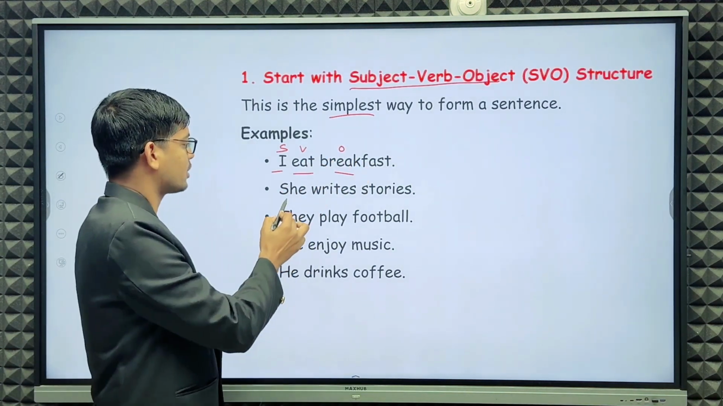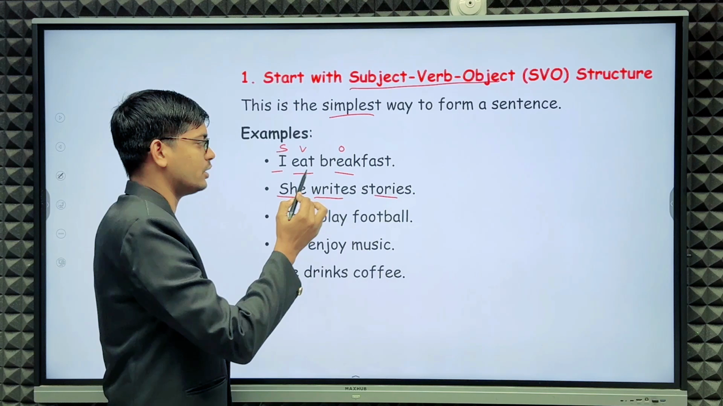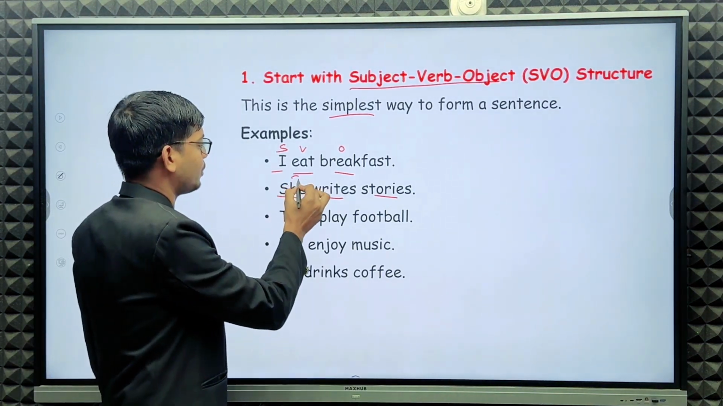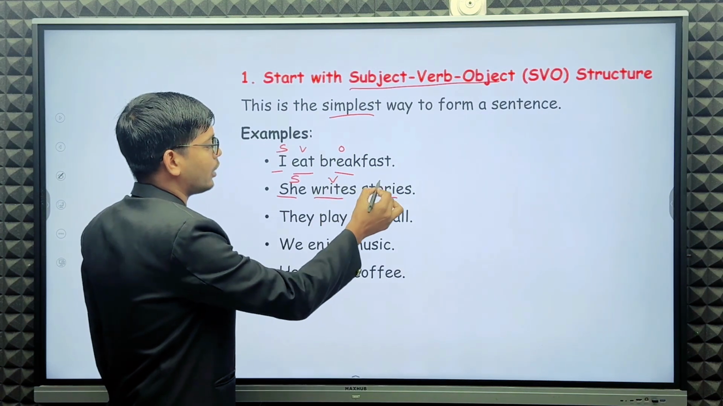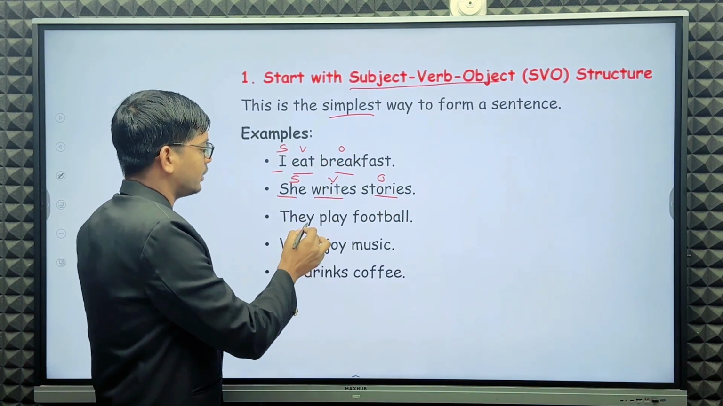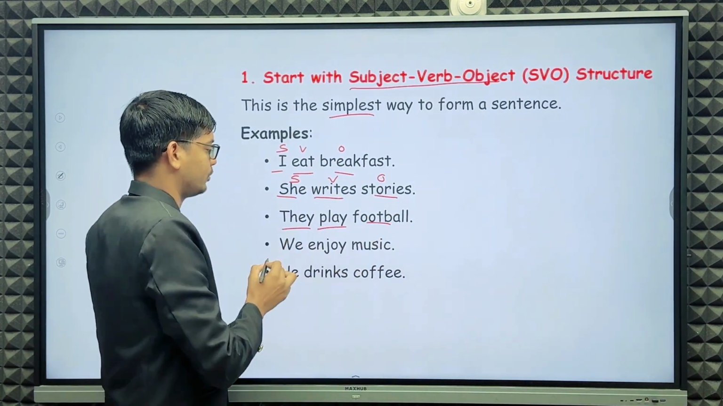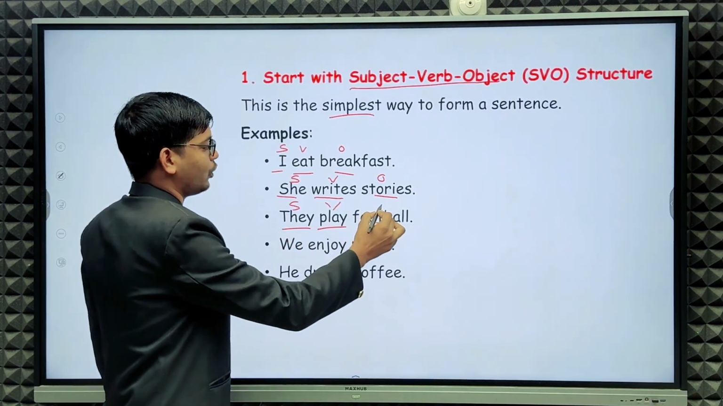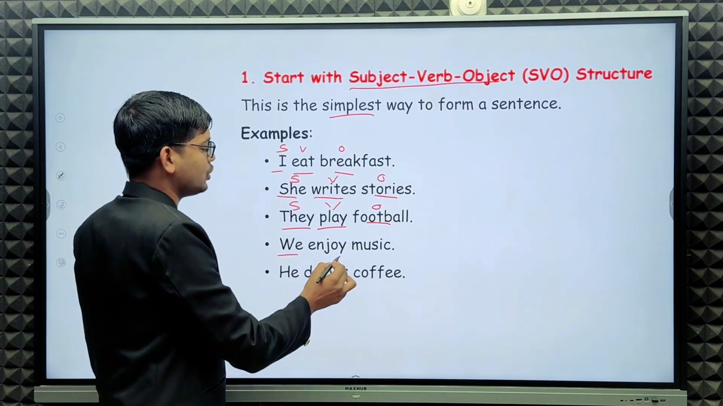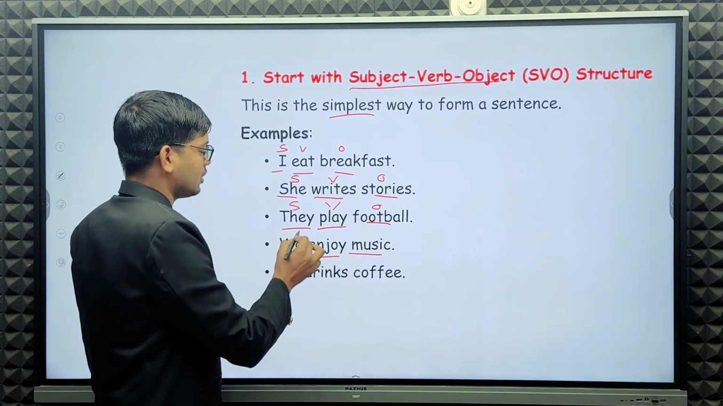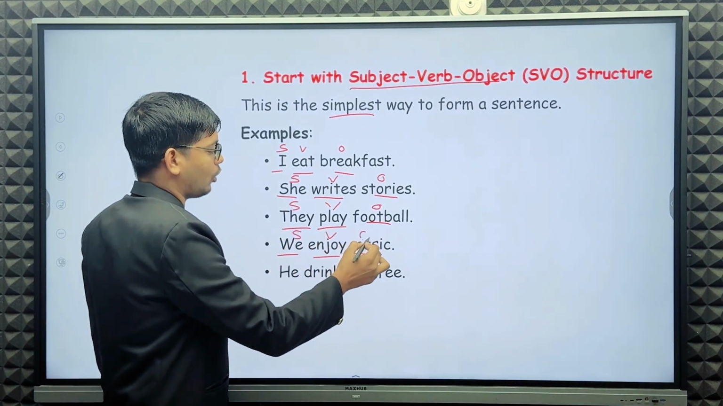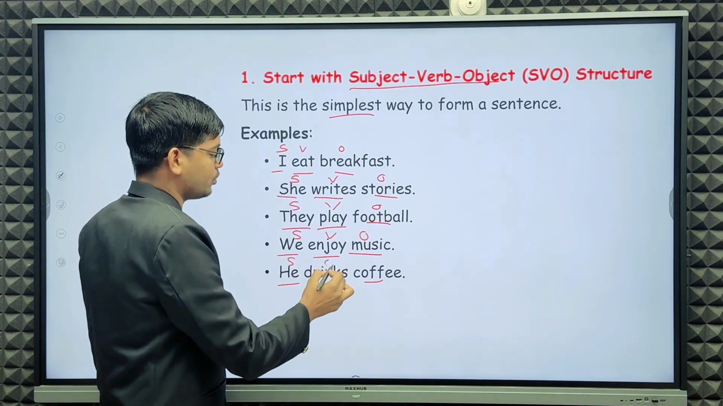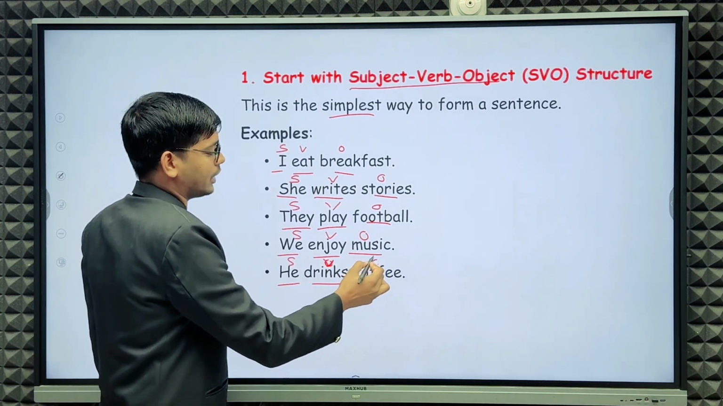Next, she writes stories. Here she is a subjective pronoun, writes is the verb, stories is the object. They play football. They is the subjective pronoun, play is the verb, football is the object. We enjoy music. Here again subject, verb, object. He drinks coffee. Subject, verb, object.